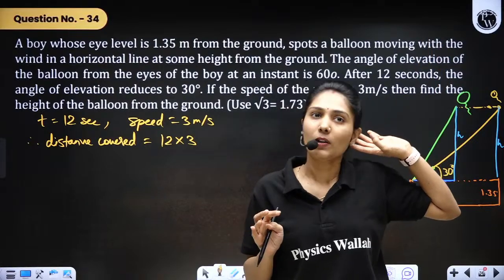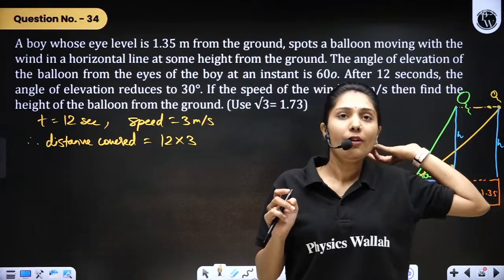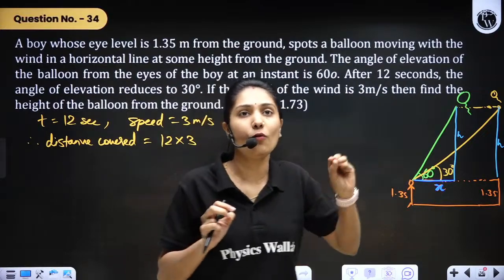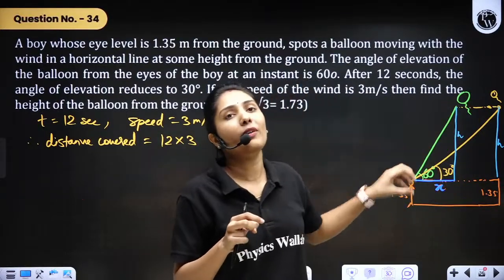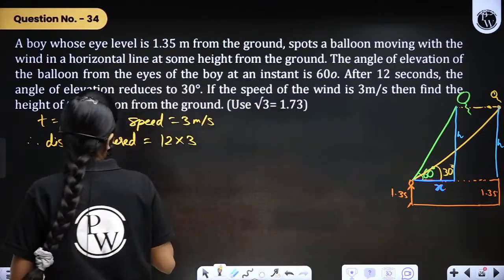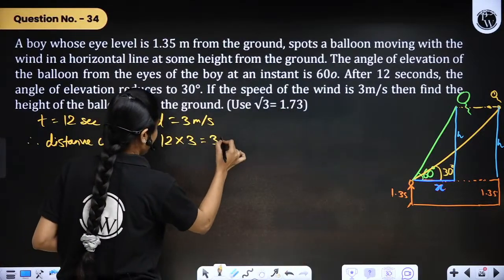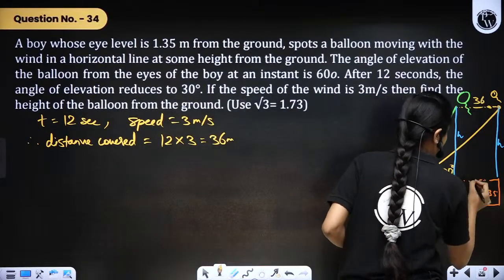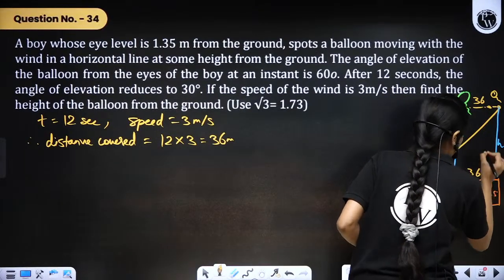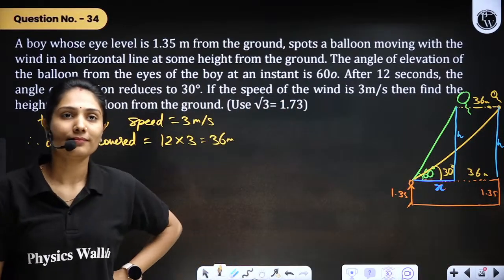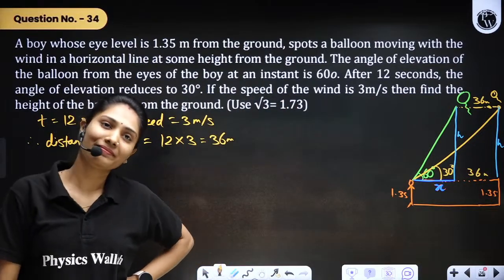Okay, got it? Which trigonometric ratio needs to be used depends completely on what value you have and what value you have to find. So the answer here is 36 meter, which means this distance is 36. Is that clear to everyone?